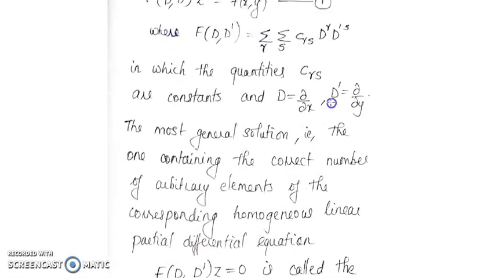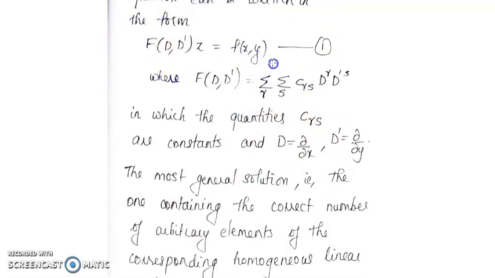Now the most general solution. When you have an equation of this form, for the most general solution you will find the solution of the homogeneous part, f of D, D dash z equal to 0. The solution of that part is called the complementary function, and a particular solution.